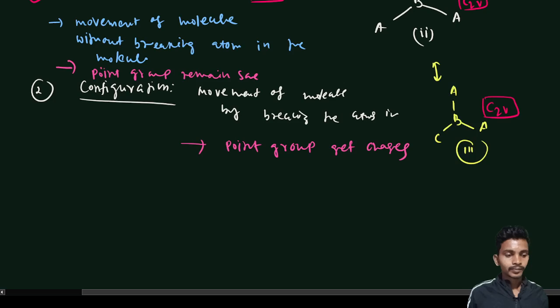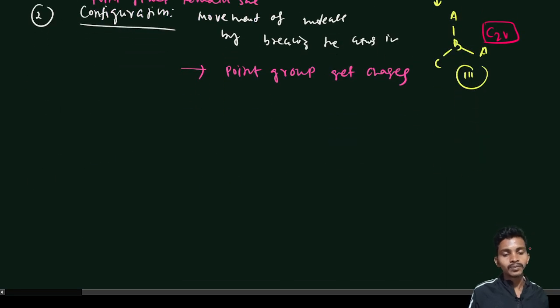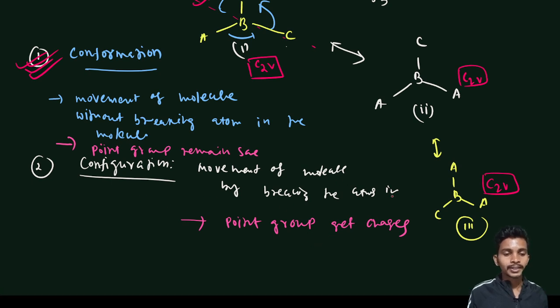If the movement of molecules happens without breaking the atoms, then the point group remains the same. So we can move the molecules in different orientations and the point group remains as it is. We can move the molecules and check in which orientation it is clearly visible to us, without breaking the atoms. That should be a conformation, not a configuration. If we break the bonds, then the point group will change.